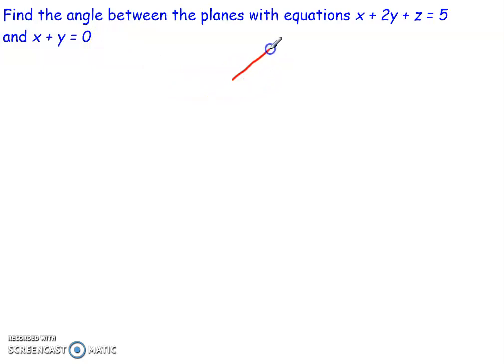So let's imagine I've got my two planes here. So there's one and there's the other. Let's call this plane A and plane B. Let's imagine that's the equation of plane A and that's the equation of plane B. And I am wanting this angle between them.